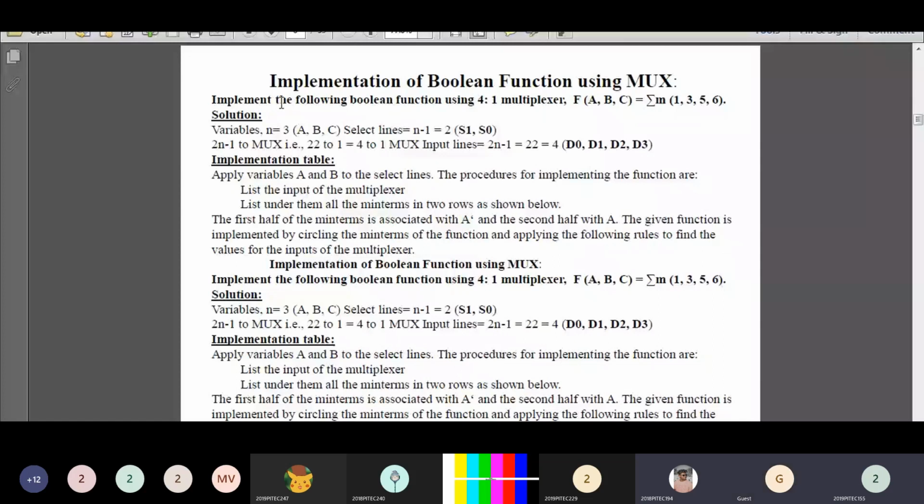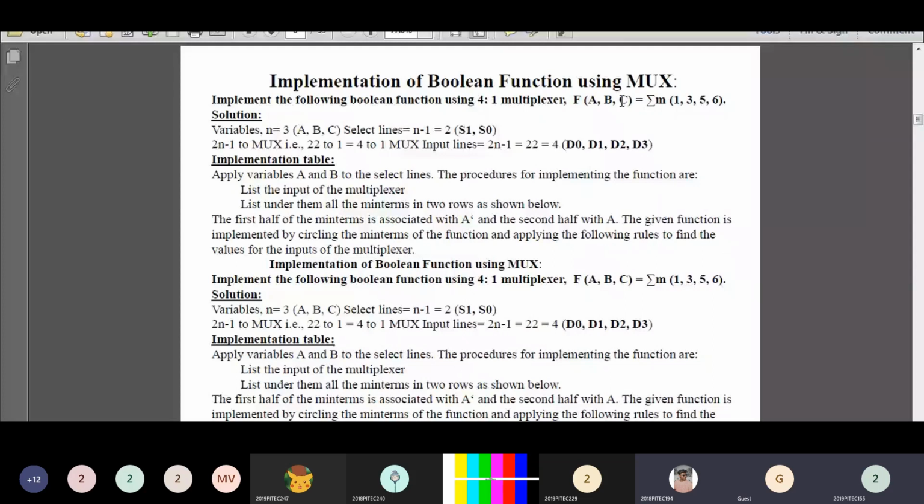Implement the following Boolean function using 4 cross 1 multiplexer. F of a, b, c is equal to summation of min terms 1, 3, 5, 6. First, you have to find out the selection lines. How many selection lines do you need to implement this function? First, you have to identify the given variables.